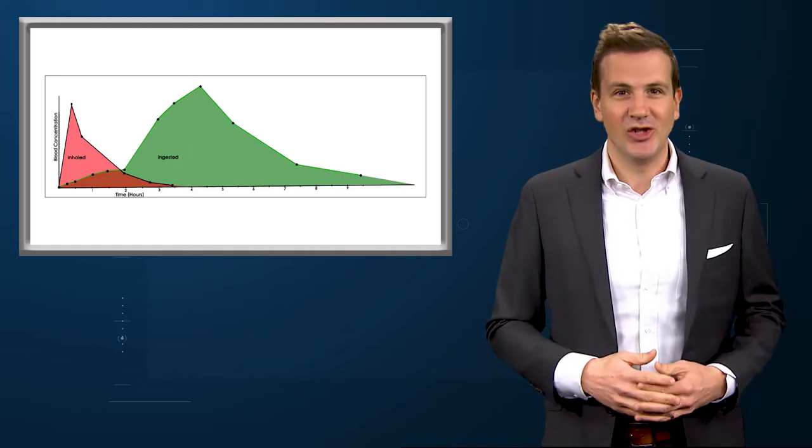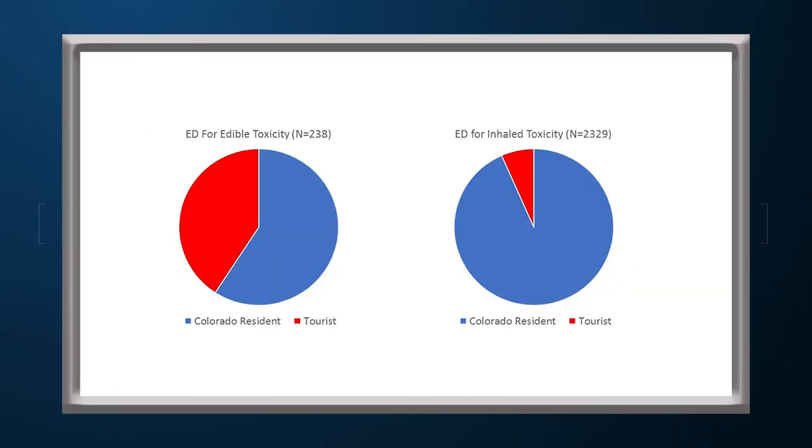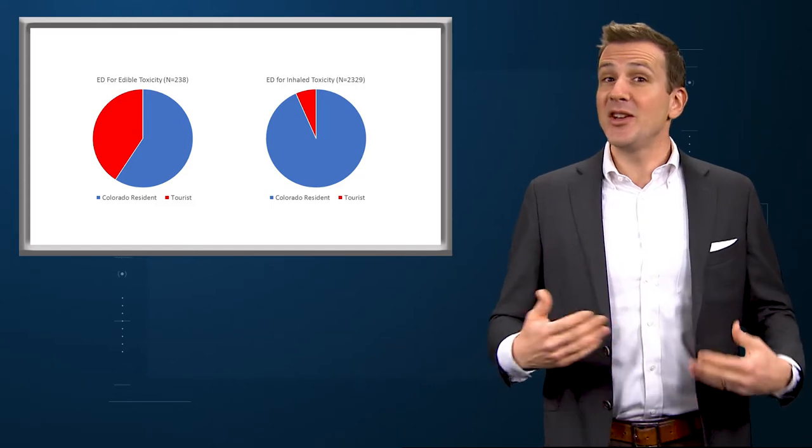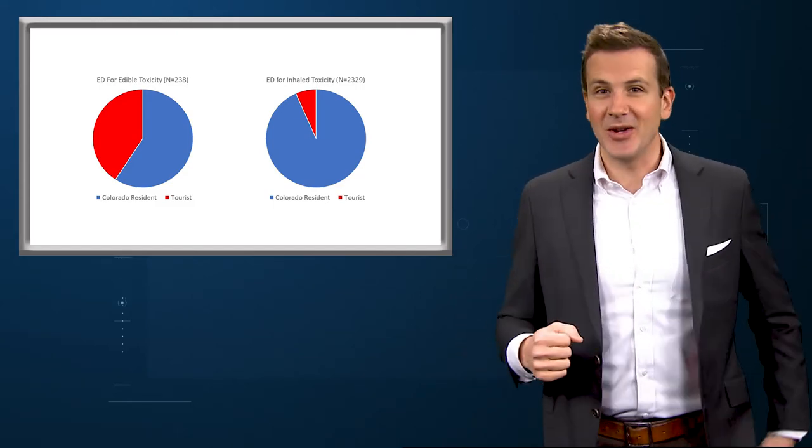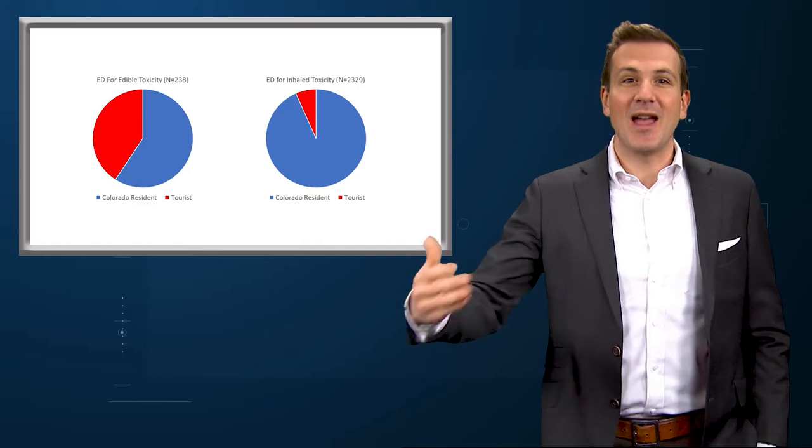Now, there's another little gem of data in this study. 41% of the patients in the ED for edibles lived outside of Colorado, compared to just 6.6% out-of-staters for smoked marijuana. This implies that marijuana tourists, eager to try out the various forms of pot on display, might be driving some of these findings. So, what have we learned?